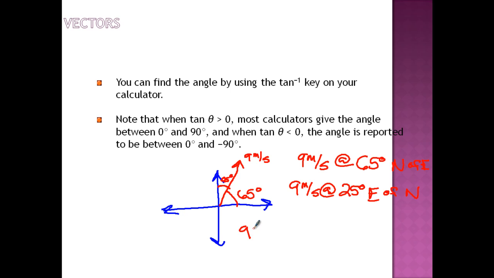I could say it's 9 meters per second north, 25 degrees east. I kind of like that one because it starts with the direction you're going first and you go 25 degrees east of it. So 9 meters per second north, 25 degrees east. Or you can say 9 meters per second east. That means you're traveling east, and 65 north.